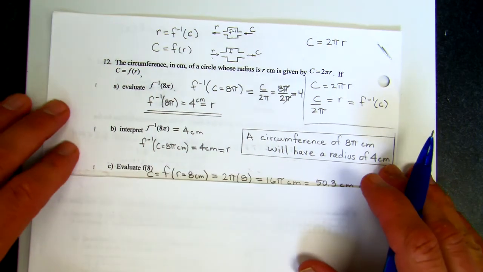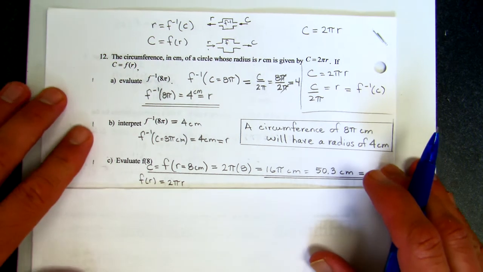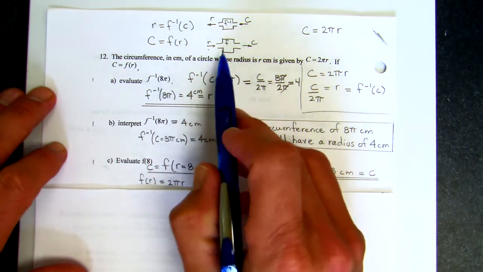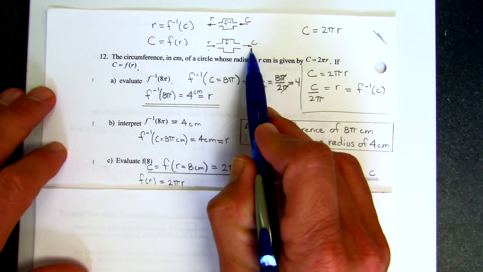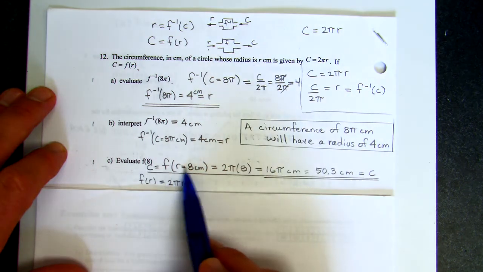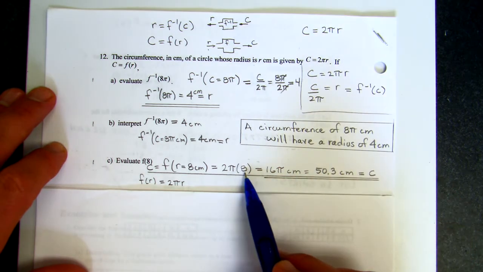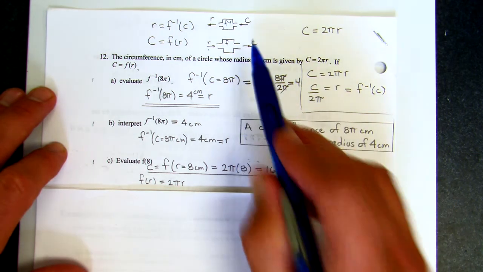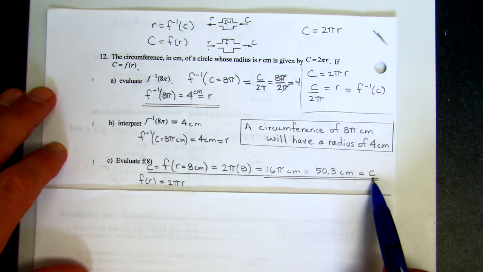All right, now if you look at problem C and D, this is almost the same but a little different. So this is the function, where whatever we put in is going to be a radius, and we'll get out a circumference. So 8 represents a radius of 8 centimeters. We'll put it into the function, 8 centimeters for r, and what we get out is going to be a circumference. So the 16 pi, or 50.3 centimeters, is a circumference.